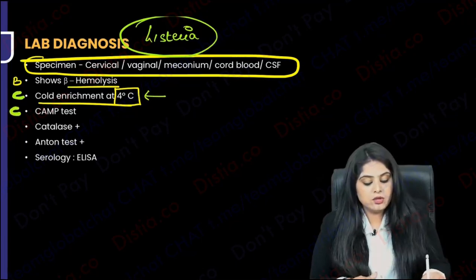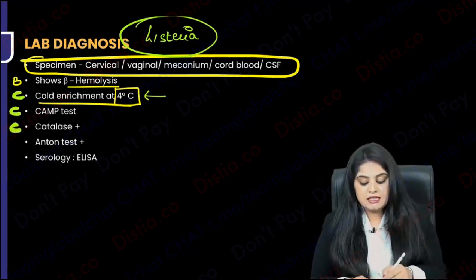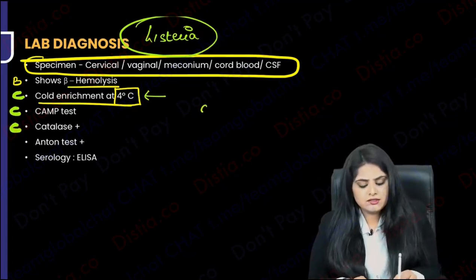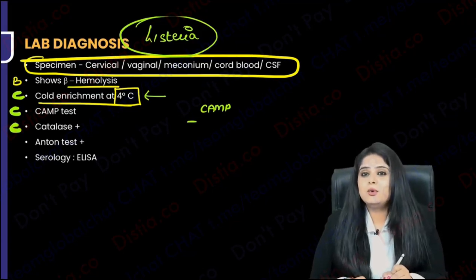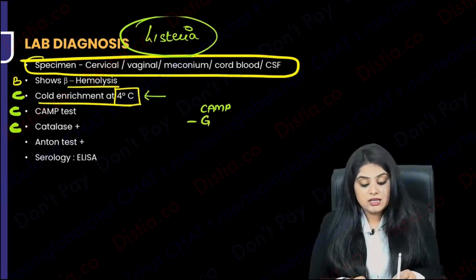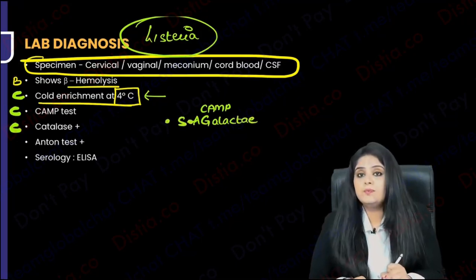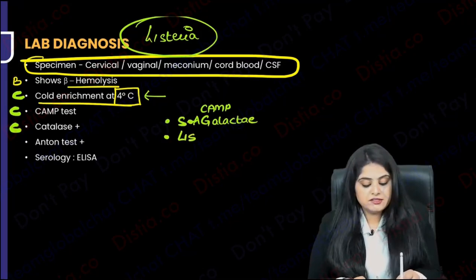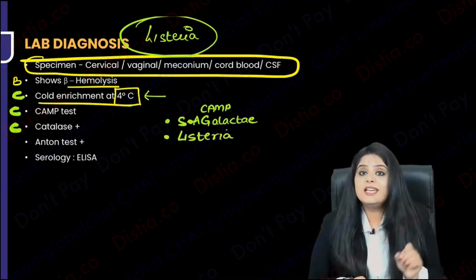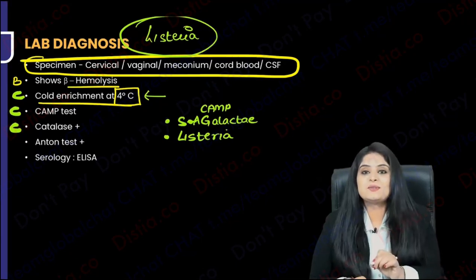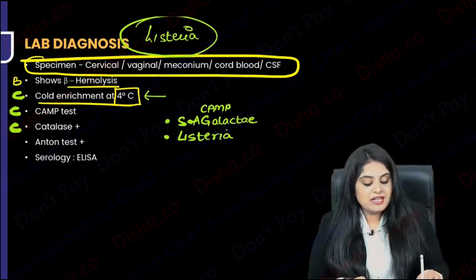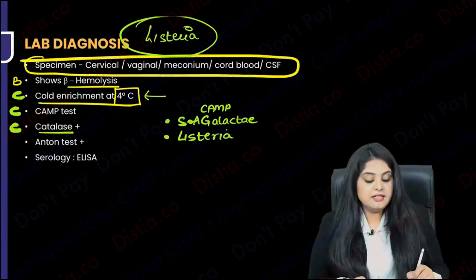What else is C? I also told you it is CAMP test and catalase positive. You have done the CAMP test somewhere else, guys. Finally, the story is done. Remember the gala camp? I told you, you're going to have a gala time in the camp. Firstly, that gala mnemonic is for Streptococcus agalactiae. We said Streptococcus agalactiae shows you the CAMP test, and now this Listeria is also a gala time. So Listeria also shows you the CAMP test. Okay, next it is catalase positive, fine.